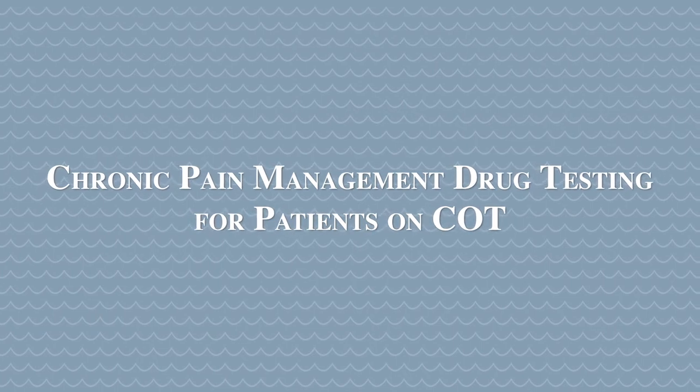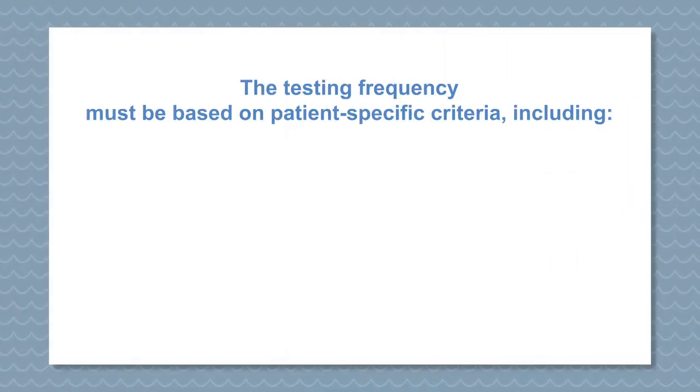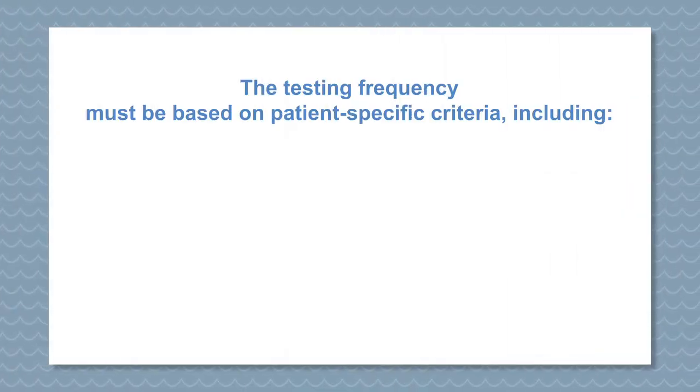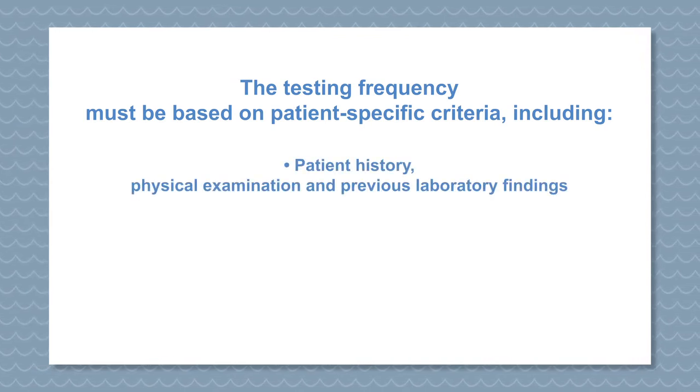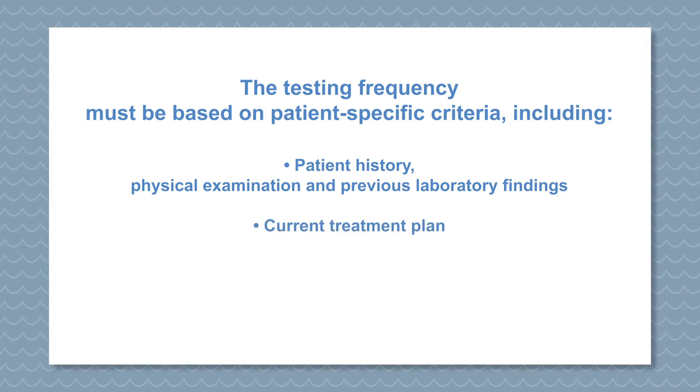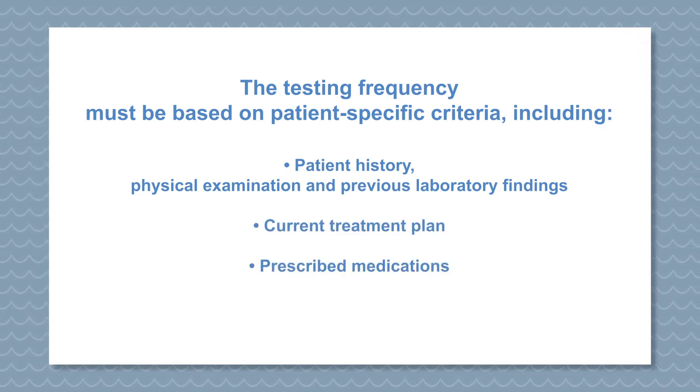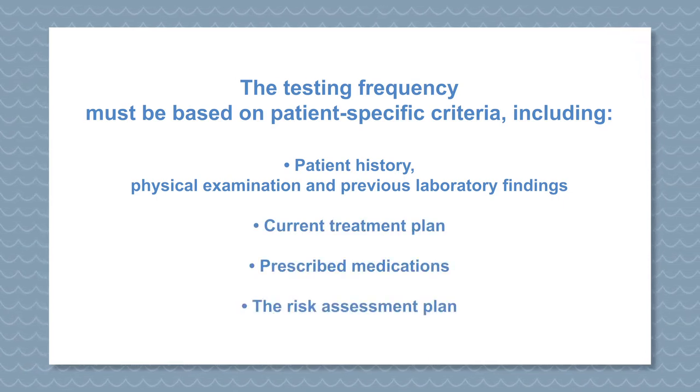Our last group of patients is those under chronic opioid therapy. Patients under chronic opioid therapy may need monitoring for adherence, compliance, efficacy, patient safety, side effects, and drug-to-drug interaction. The testing frequency must be based on patient-specific criteria, including patient history, physical examination and previous laboratory findings, current treatment plan, prescribed medications, and the risk assessment plan.